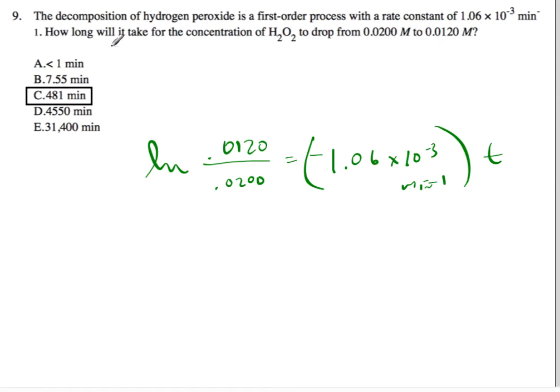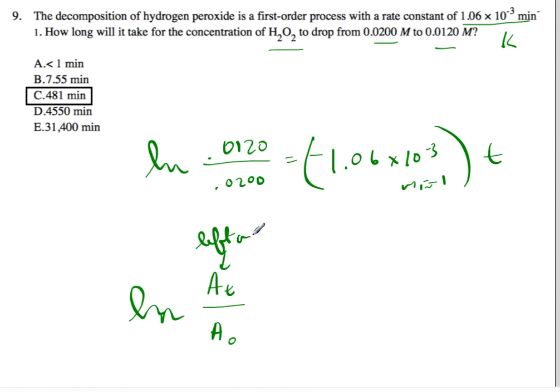Next one, 9. Decomposition of hydrogen peroxide is a first order process, and they tell me the rate constant right there, so they give me k. How long will it take for H2O2 to drop from that to that? That tells me it's the integrated rate law for first order. So just remember, A at time 0 goes on the bottom. A at time t represents the leftovers, equals negative k times t. Don't forget the negative. I drop my k in right there. Make sure you have the negative sign.